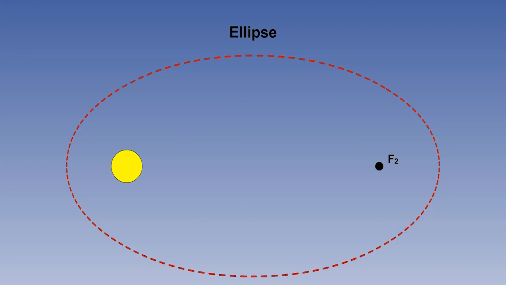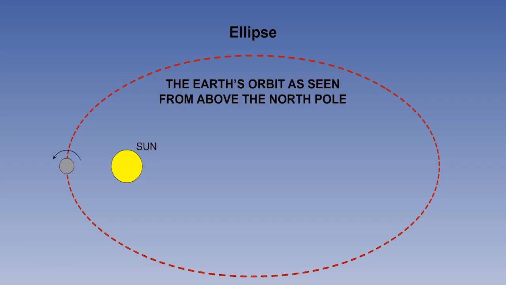To make it a planetary orbit, we'll put the Sun at F1. F2 can now be ignored. As we now have an elliptical orbit, there will be a closest point of approach to the Sun and a furthest point. The near point is called perihelion. It comes from 2 Greek words, peri, meaning near, and helios, meaning sun. Perihelion occurs on or near the 4th of January.